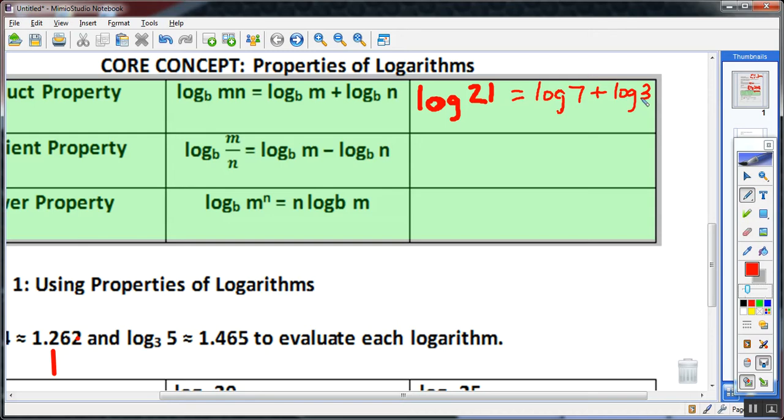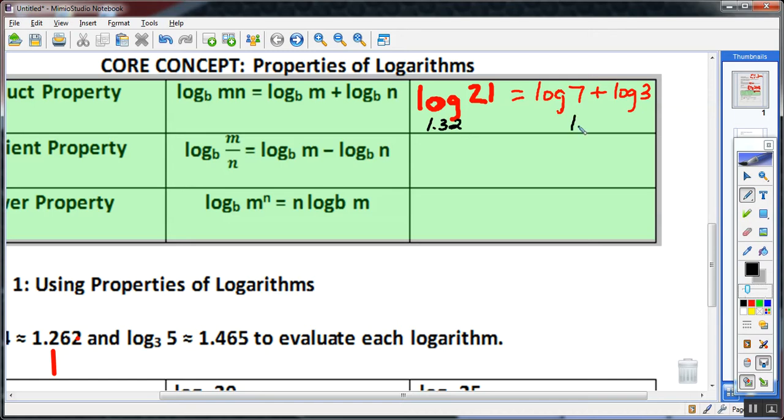Who has a calculator handy, by the way, for me? In your calculator, do this. Do log of 21 in your calculator and give it to me to, let's just go 2 places today. What is the log of 21 when you type that in? 1.32. Okay, now in your calculator, do log of 7 plus log of 3. Log 7 plus log 3. 1.32 again, right? Same thing.